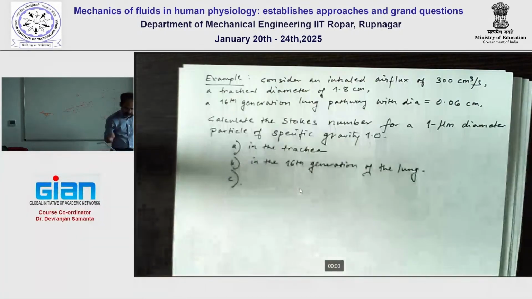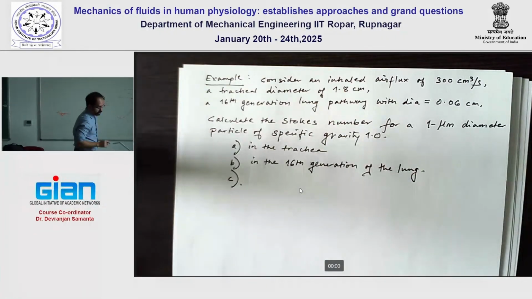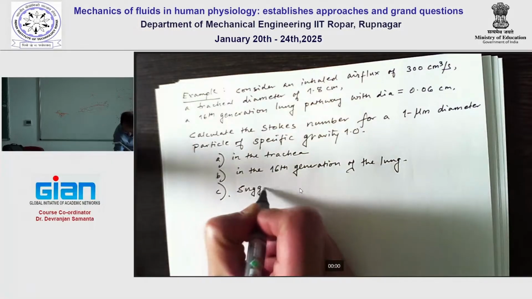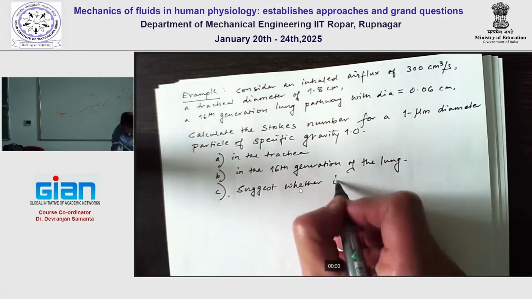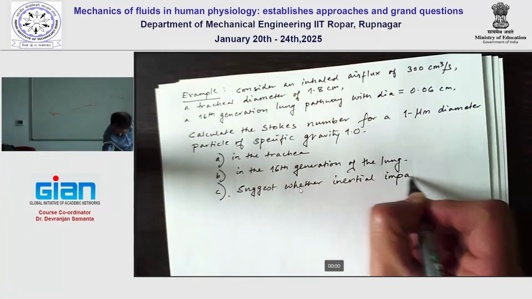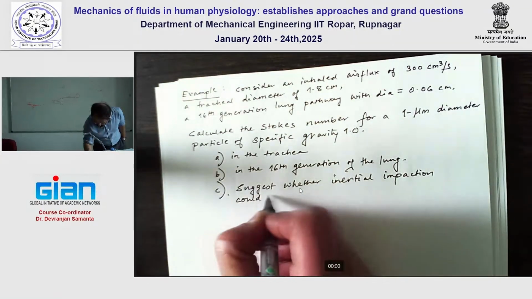And part C, so based on the Stokes number, I would want you guys to comment on whether the inertial interaction is the dominant effect in the equation of motion or is it something else. So suggest whether inertial impaction could be an important consideration for this particle.